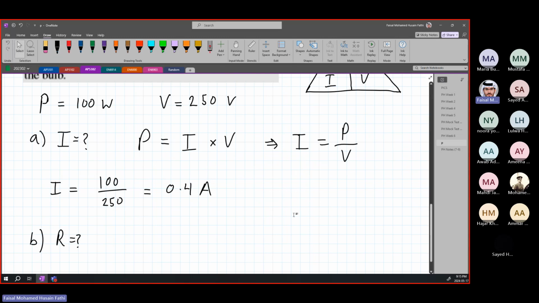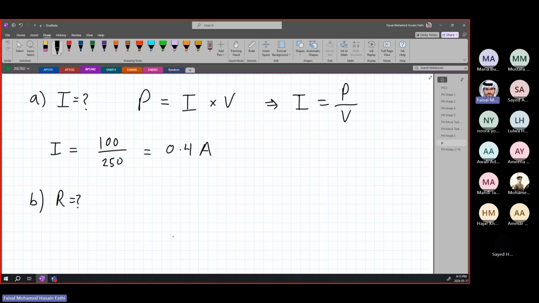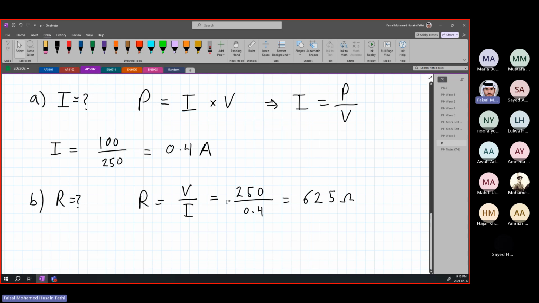Again, we can now use Ohm's law. Since we have the voltage given in the question and we have determined our current, we can straight up find our resistance using Ohm's law. So we know that R is equal to V over I using Ohm's law triangle. Again, units are all correct. So we can just plug in 250 volts divided by 0.4 amperes, which is 625 ohms. This is how a question might come when it is relating to power, if you're given power and how to determine it.